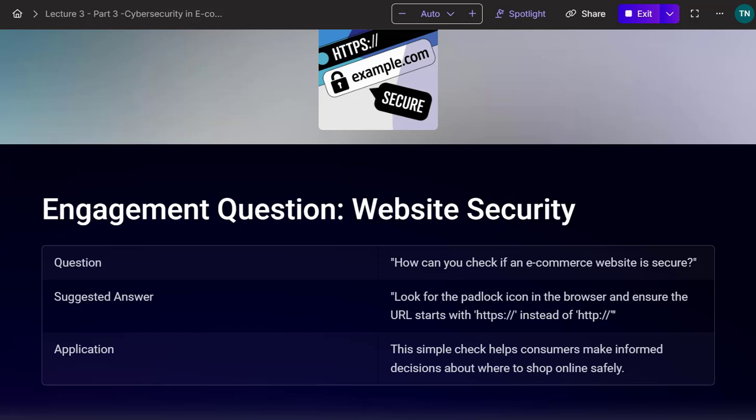Another question, website security. How can you check if an e-commerce website is secure? You can look for the padlock icon on the browser to ensure the uniform resource locator, URL, starts with HTTPS instead of HTTP, right? This simple check helps the consumer make an informed decision about where to shop online safely, right?